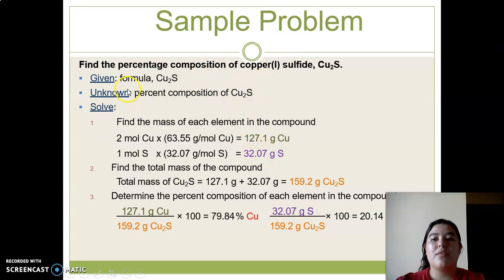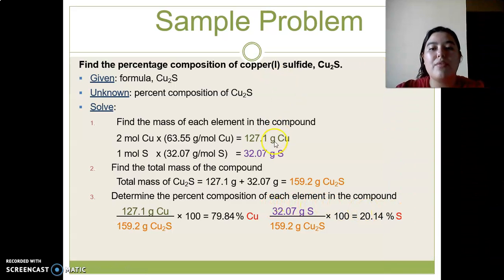Sample problem. Find the percent composition of copper sulfide. So Cu2S, copper sub 2 sulfide. Given formula, Cu2S. Unknown, the percent composition. And we have to solve. Number one, find the mass of each element in the compound. Number two, we have to find the total mass of the compound. And number three, we have to determine the percent composition of each element in that compound. So what we have to do first, we have to find the mass.